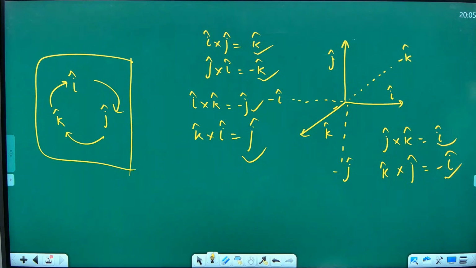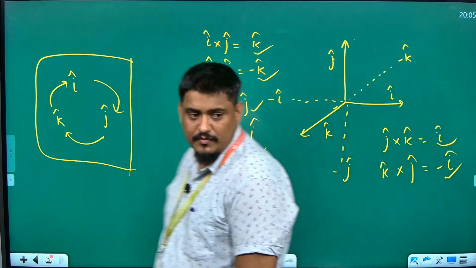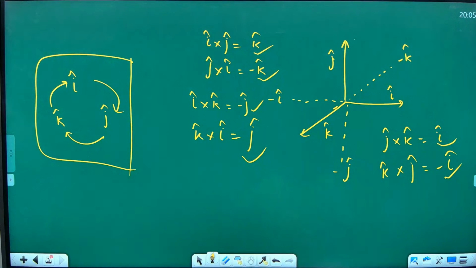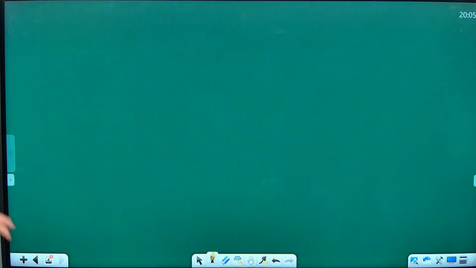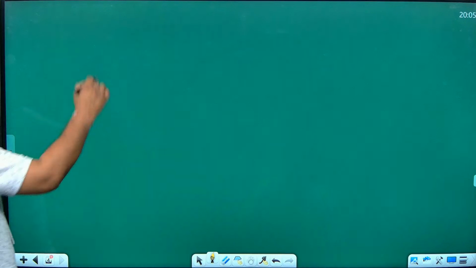Shall I proceed further? Srinidhi, copied? I hope you have copied. Now, please pay attention. I am giving two vectors to you. Please pay attention, don't take much time.